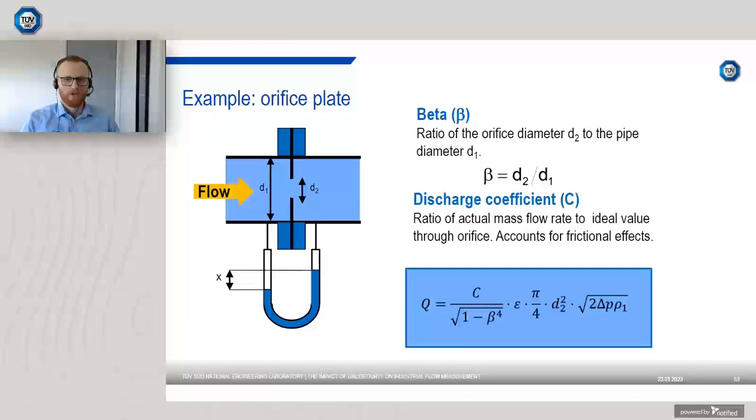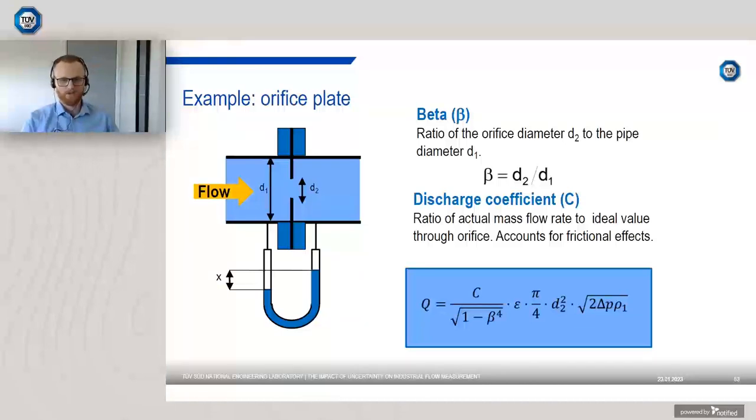So what parameters do we have? We've got beta, which is the ratio of the orifice diameter D2 to the pipe diameter. We have the discharge coefficient. This looks at the ratio of actual mass flow rate to ideal flow rate through the orifice and accounts for frictional effects. We have epsilon, which is the expansibility.